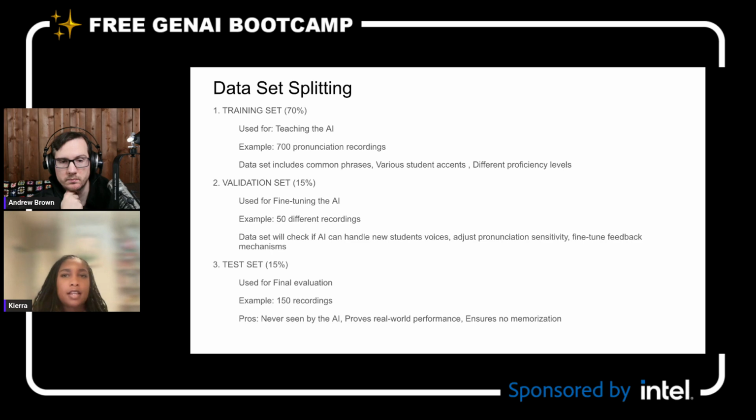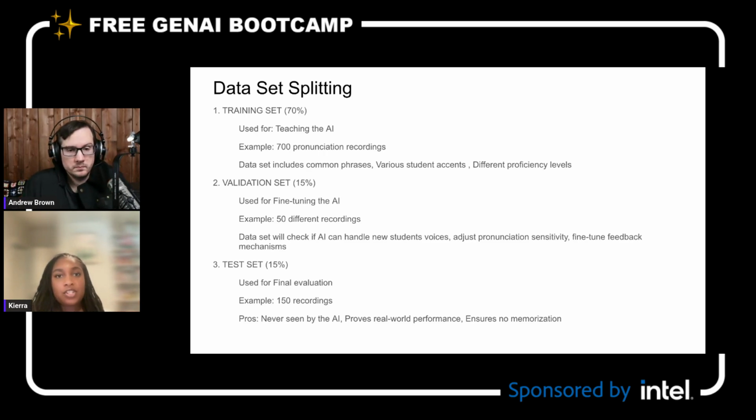Let's say you're taking 700 pronunciation recordings, and it's going to include some easy phrases, some common phrases, and some various student accents, so it understands how to interpret the different ways someone pronounces something. You also want different proficiency levels, just so it has a wide range to take in and understand. The validation set, we'll make about 15% of our overall data set.